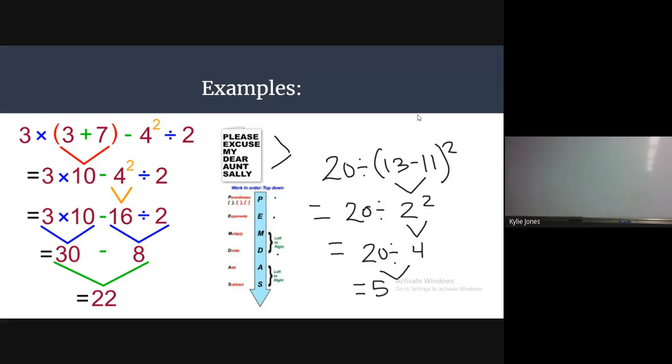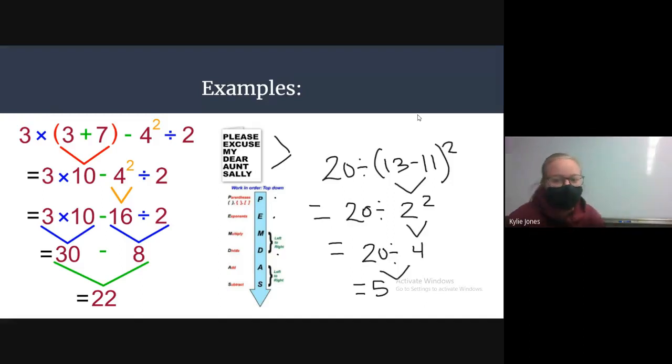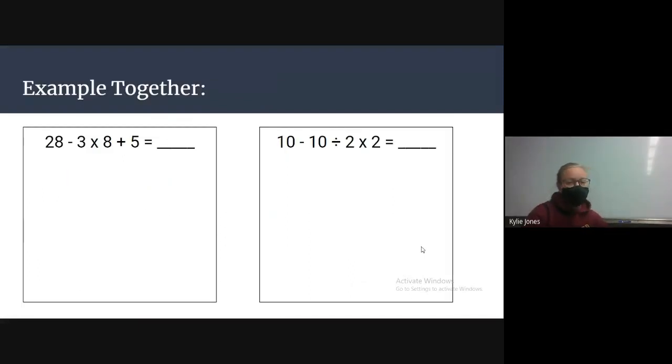All right. So for this problem on the right, we have 20 divided by 13 minus 11 squared. Start with your parentheses and do 13 minus 11. You get 2. Then you need to do your exponents. 2 to the second power, which is 2 times 2. You get 4. And then you just have 20 divided by 4, which is 5. Okay? Let's do some together.